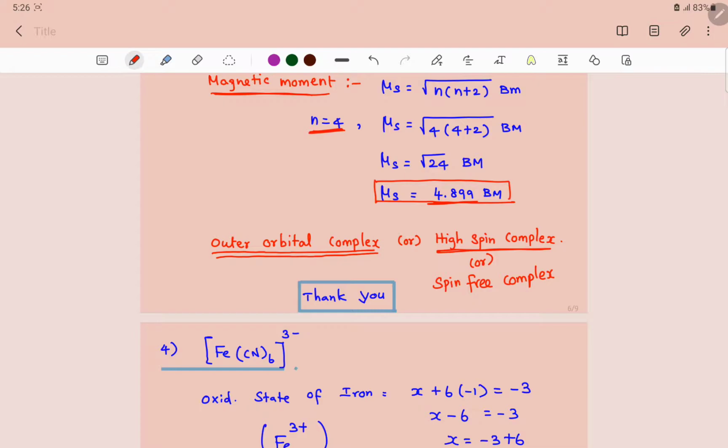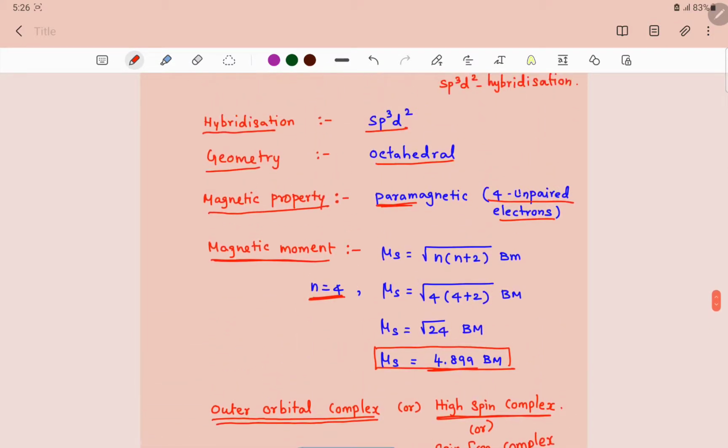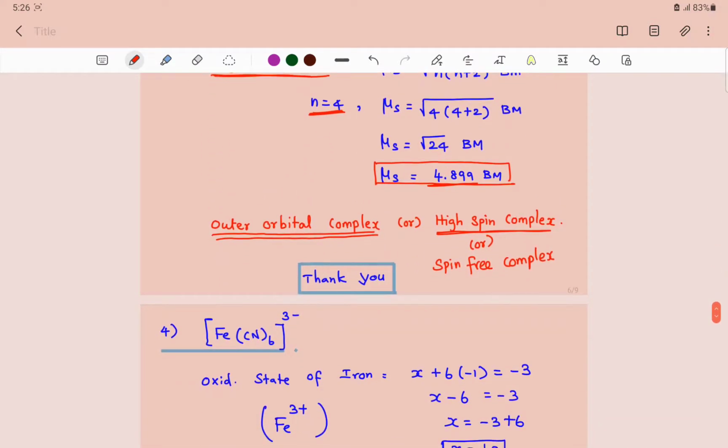So there are many unpaired electrons. The magnetic moment value is high, so that is called a high spin complex. The spin magnetic moment value is high, so high spin complex. There are many unpaired electrons, so it is also called a spin free complex. Okay, so this is about the nature of the complex CoF6 with net charge 3-.